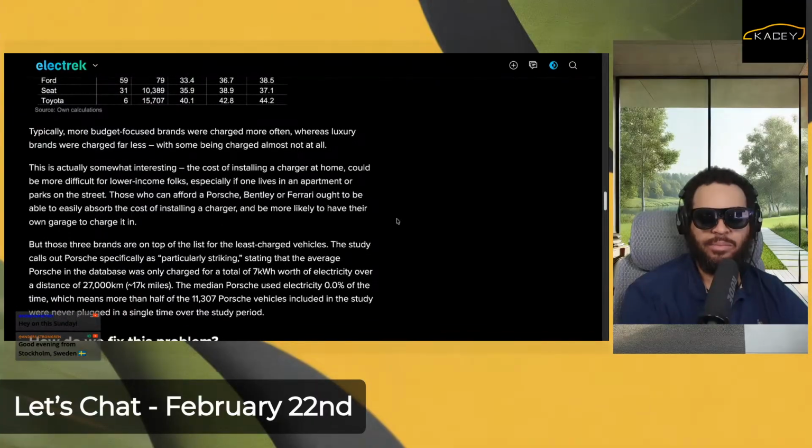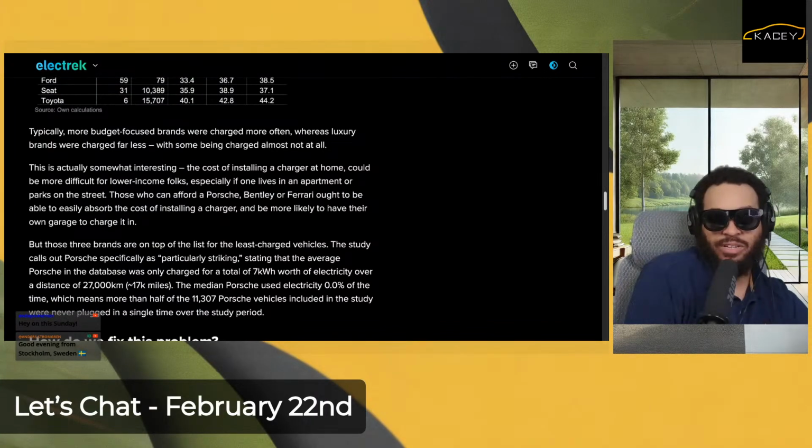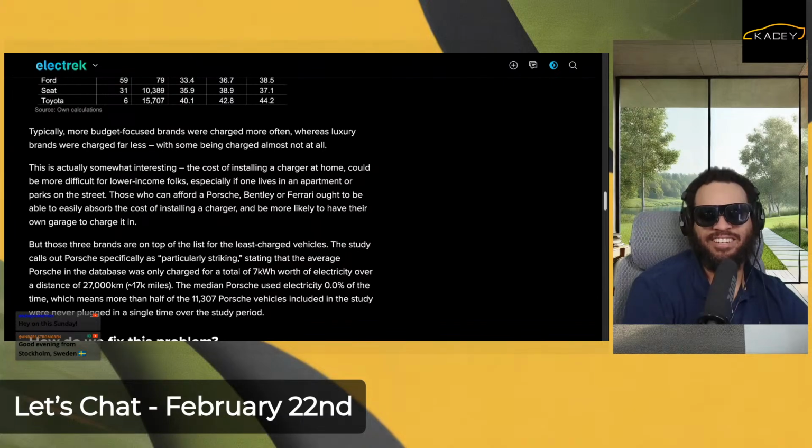Typically, more budget-focused brands were charged more often. Yeah, that's what I just predicted. Whereas luxury brands were charged, some being charged almost not at all. This is actually somewhat interesting. The cost of installing a charger at home could be more difficult for low-income folks. Yeah. But you don't need a charger at home. You just need electricity at home. Especially if one lives in an apartment or parks on the street. That's the killer right there.